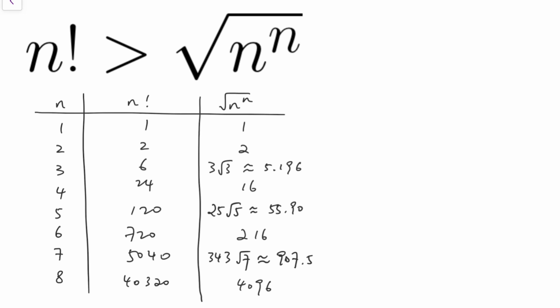Here is a table that lists out the values of n factorial and the square root of n to the power n when n takes some small integer values, say 1, 2, 3, up to 8. And you can see that starting from n equals 3, n factorial is always larger than the square root of n to the power n. So I'm just making a guess at this point that the solution to this inequality is all positive integers n that's at least 3.